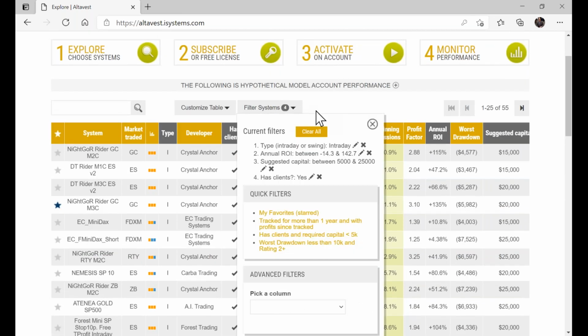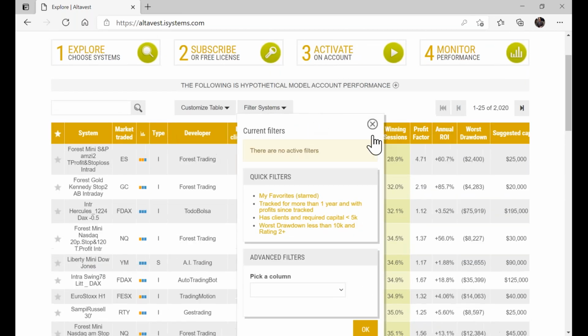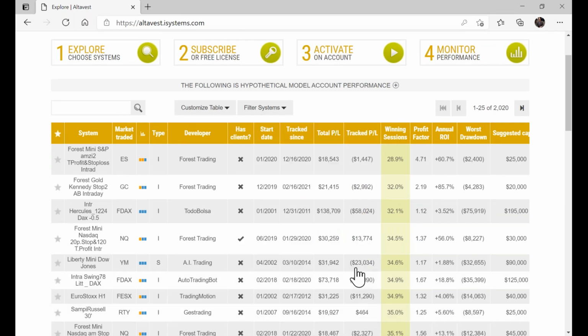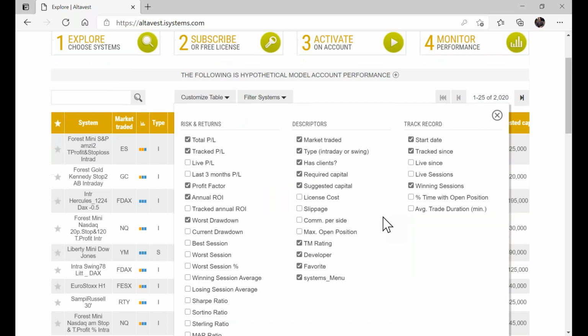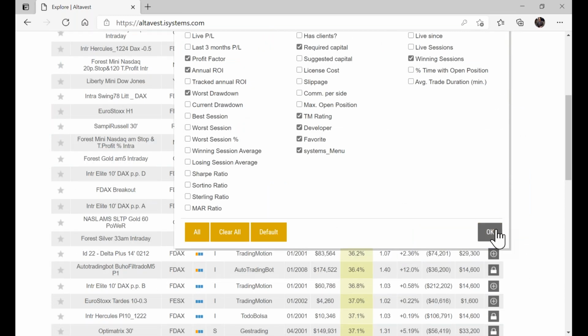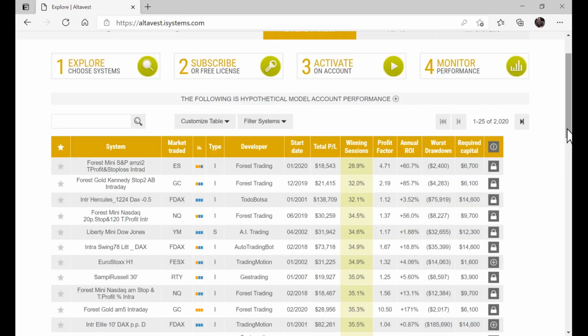Or we can just do this. We can clear all filters, click OK, and now we're back to where we started. And we'll go ahead and make sure we have the default setting here for the table, and we're kind of back to where we started.